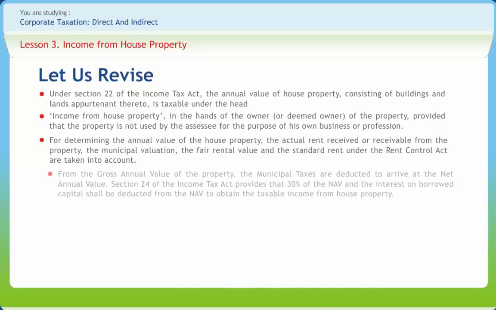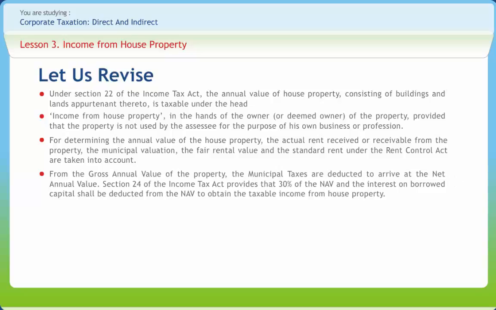From the gross annual value of the property, the municipal taxes are deducted to arrive at the net annual value. Section 24 of the Income Tax Act provides that 30% of the NAV and the interest on borrowed capital shall be deducted from the NAV to obtain the taxable income from the house property.